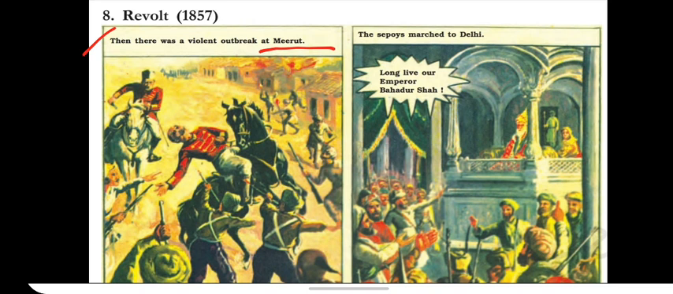The sepoy, means soldiers, marched to Delhi. So Delhi by then was the capital, and long live our emperor Bahadur Shah. Bahadur Shah was the last emperor of India, and they started gathering their force in Delhi so that they would fight against the British Raj.